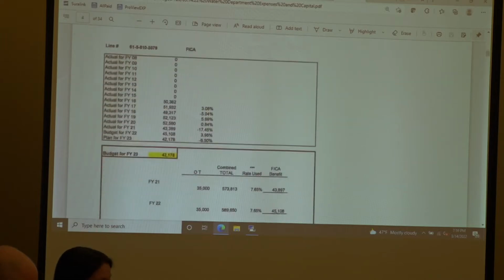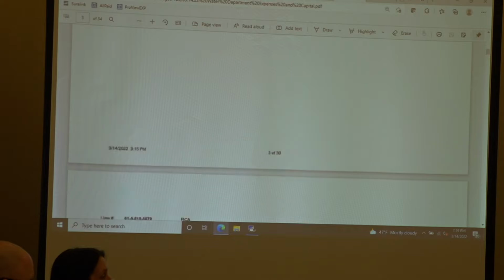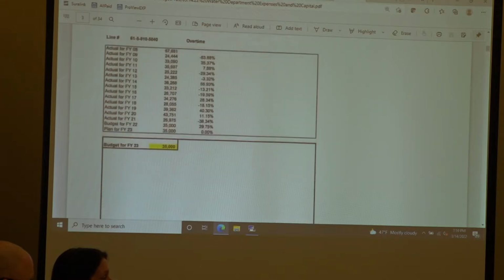FICA is reduced. Hey, Brent, excuse me just a minute. So I just want to make sure everybody's on the same page here. So we had, after 8 of 8 in water, then we turn to the expense side, 1 of 30, 2 of 30, okay?